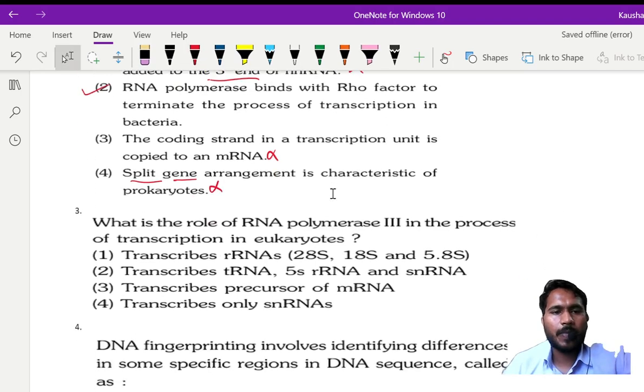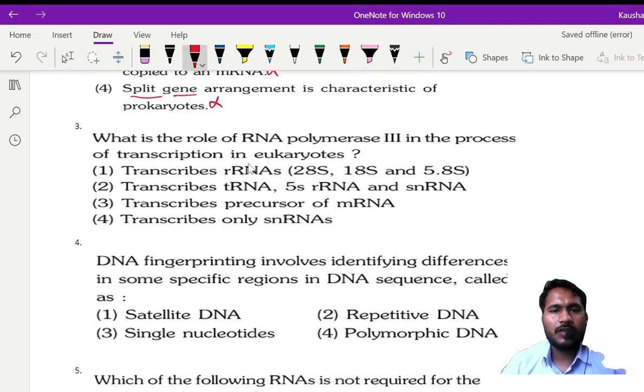Now, what is the role of the RNA polymerase in the process of transcription in eukaryotes? RNA polymerase 3 is going to form the tRNA. Is it rRNA, tRNA, precursor mRNA, snRNA only? No. So it is going to transcribe the RNA. This is an important thing.